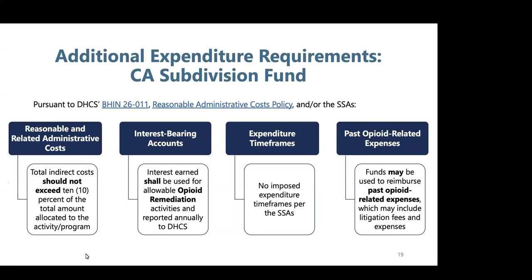And then if you are in receipt of subdivision funds, you do have the ability to reimburse past opioid related expenses, which is unique to subdivision funds. If you have abatement funds, this is not something that is available to you. And those past opioid related expenses can include litigation fees and expenses. And I don't think I've mentioned this before, but if you do take the route of reimbursing some litigation costs with subdivision funds, there is an additional reporting requirement specific to Brown Greer. And we can help you navigate that if needed, but it is on their website. They have a portal for reporting that. Next slide, please.